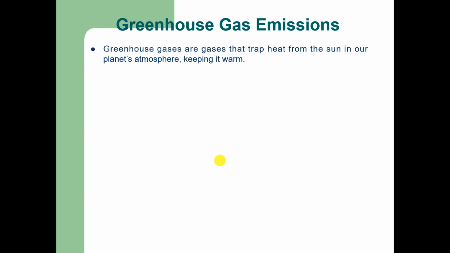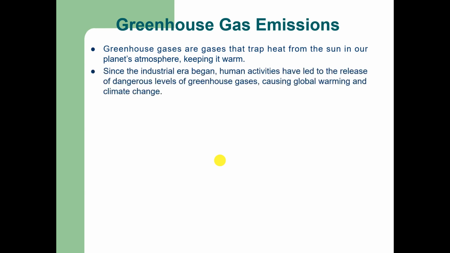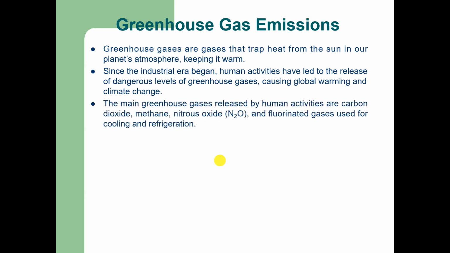As I mentioned earlier, greenhouse gases are gases that trap heat from the sun in our planet's atmosphere and keep it warm. Since the industrial era began, human activities have led to the release of dangerous levels of greenhouse gases that cause global warming and it further leads to climate change. The main greenhouse gases released by human activities are carbon dioxide, methane, and nitrous oxide, and fluorinated gases used for cooling and refrigeration.